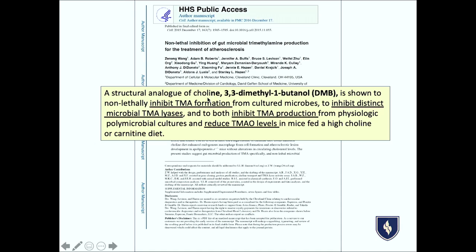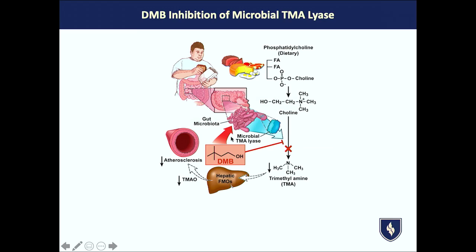DMB, a structural analog of choline, 3,3-dimethyl-1-butanol, is shown to non-lethally inhibit TMA formation from cultured microbes, to inhibit distinct microbial TMA lyases, and both to inhibit TMA production from physiologic polymicrobial cultures and to reduce TMAO levels in mice fed a high choline and L-carnitine diet. And DMB is something that's found in things like olive oil and grapeseed oil and balsamic vinegar. But DMB directly impacts these TMA lyase enzymes like resveratrol, so the total TMA level goes down.